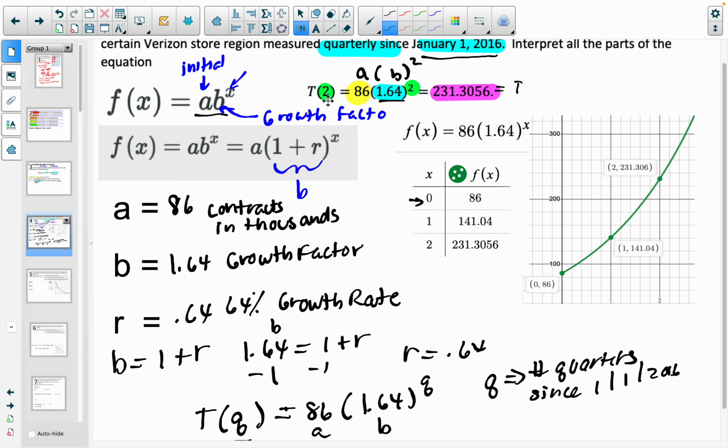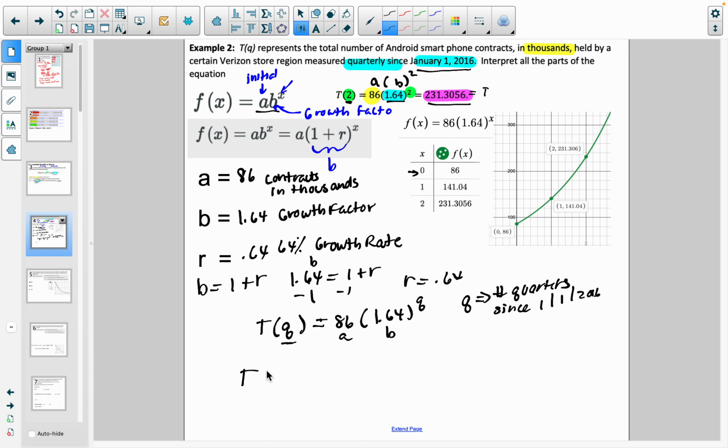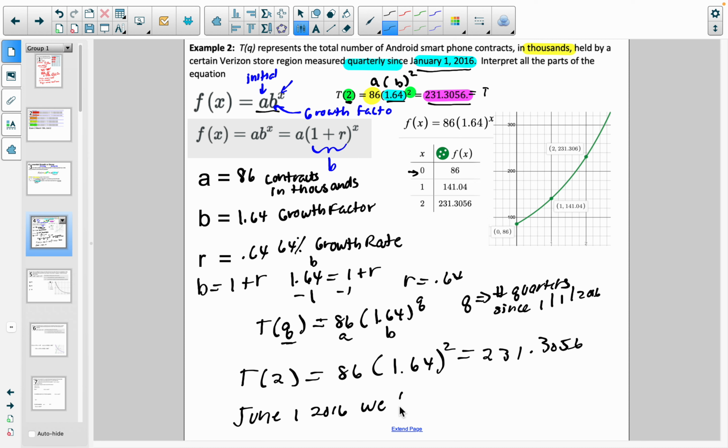If I interpret what I have here then, this says 2 quarters after 2016, I have 231,000 contracts. That's what that says when I read that. So T of 2 equals 86 times 1.64 raised to the second is equal to 231.3056. So this says if 2 quarters have passed since January, each quarter represents 3 months. So this would say June 1st, 2016, we have, this is thousands of contracts, 231,305 contracts.